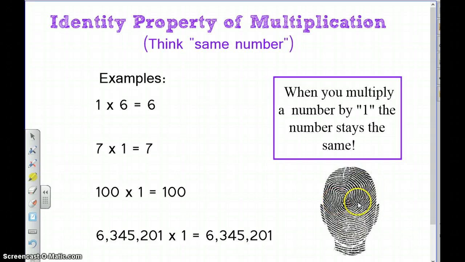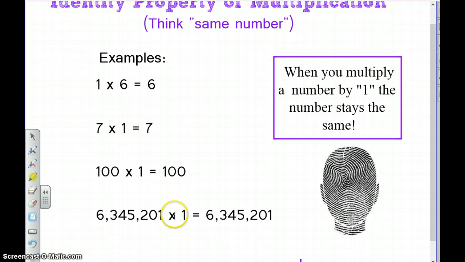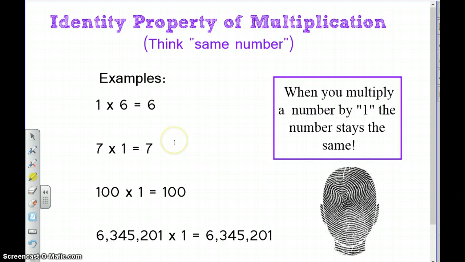Okay, this little thumbprint right here is supposed to remind us of our identity. So here's some examples. 1 times 6 is 6. The 6 did not change because it was only multiplied by 1. 7 times 1 is 7. Okay, did the 7 change? No. 100 times 1 is 100. Okay? The identity of 100 did not change. 6,345,201 times 1 is still 6,345,201. Okay? So the identity property means that the number does not change when you multiply it by 1.